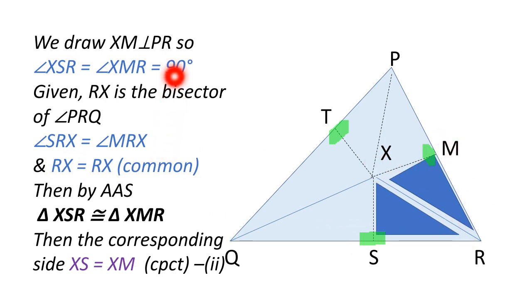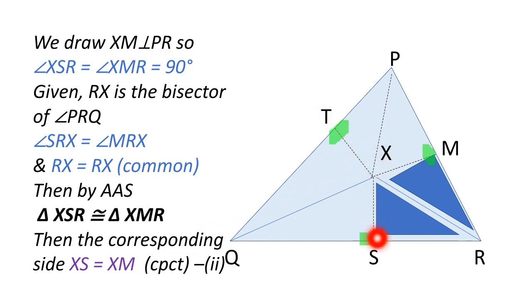So we have one pair of angle equal, another pair of angle equal, and one common side, like the previous proof. So it is RX is equal to RX, the common side. So by angle side angle, those two triangles are found congruent to one another. That is XSR is congruent to XMR. So we can take the corresponding sides are equal. Okay, so here we have taken XS is equal to XM, and this is marked as equation 2. And in equation 1 we have proved this XT is equal to XS.